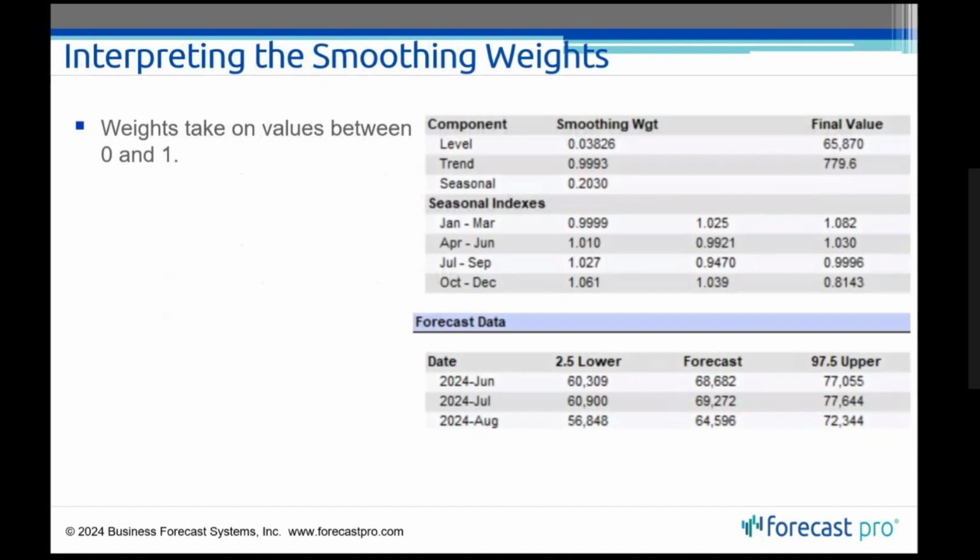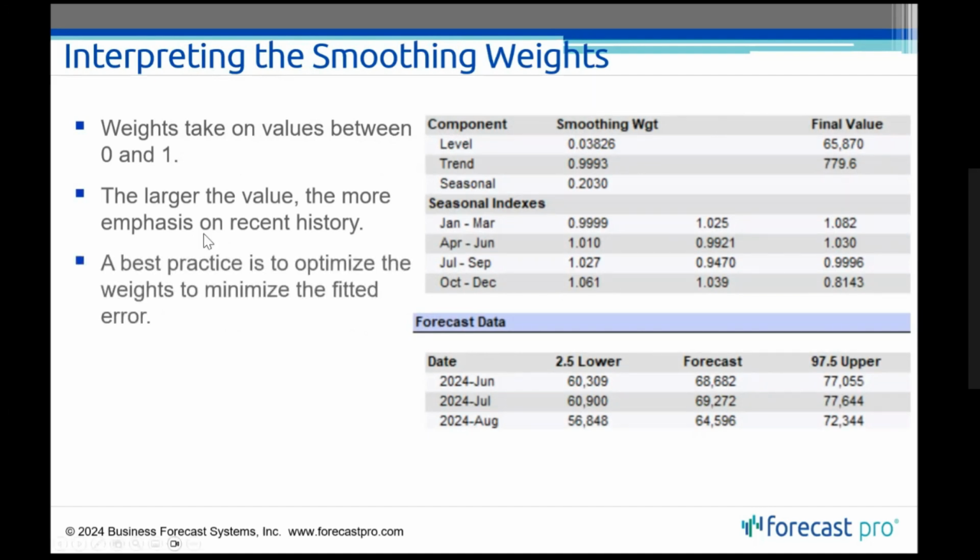Okay, the next couple slides walk through what we did on the screen, but let's kind of go through them. So you can see on the right-hand side of the slide, we have the same display we were just looking at. The smoothing weights take on values between 0 and 1. The larger the value, that is the closer to 1, the more emphasis on recent history. And obviously, the closer it is to zero, the more smoothing. A best practice is to optimize the weights to minimize the fitted error. And the good news about this is that's something that computers are really good at. So we can just use an automatic algorithm to do that.